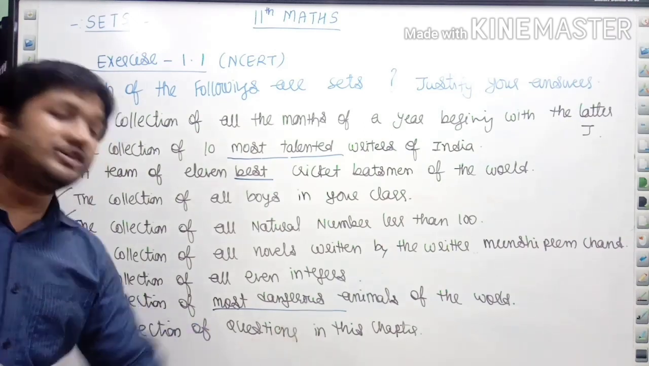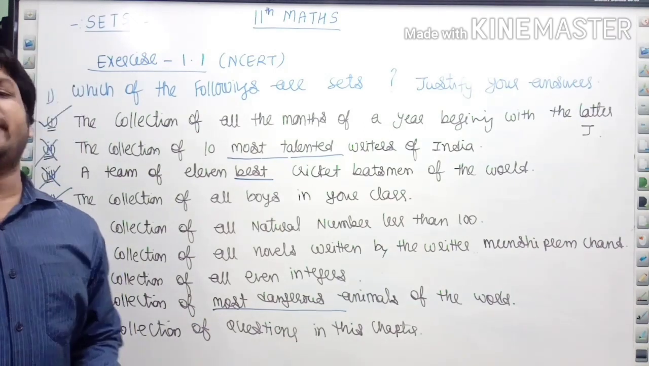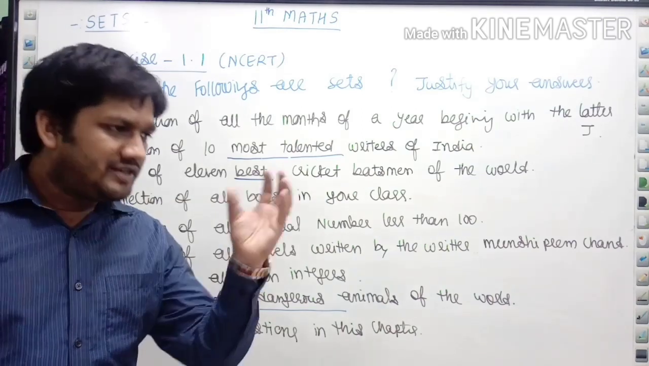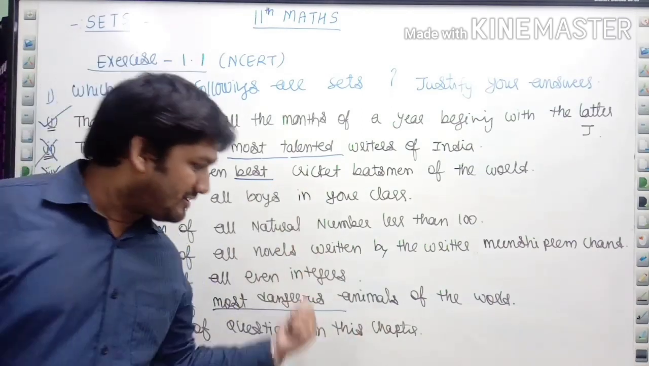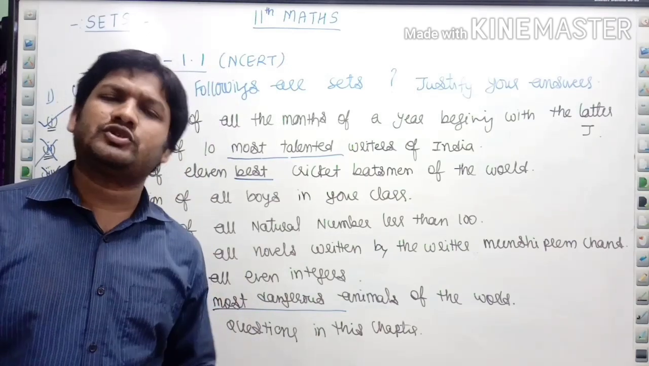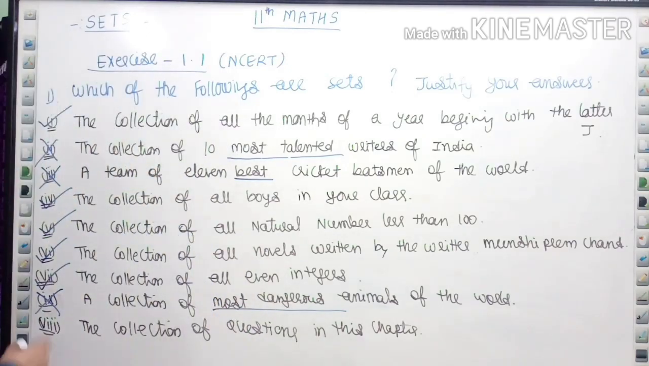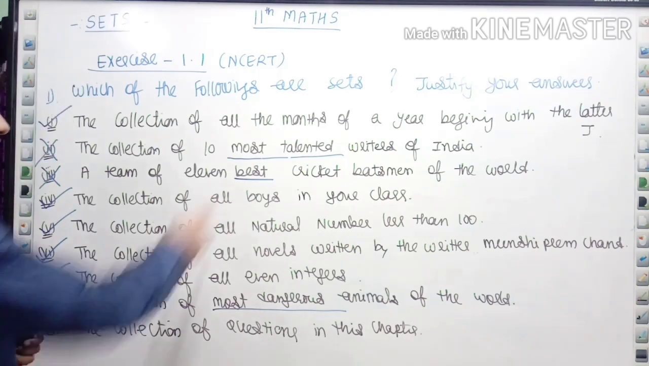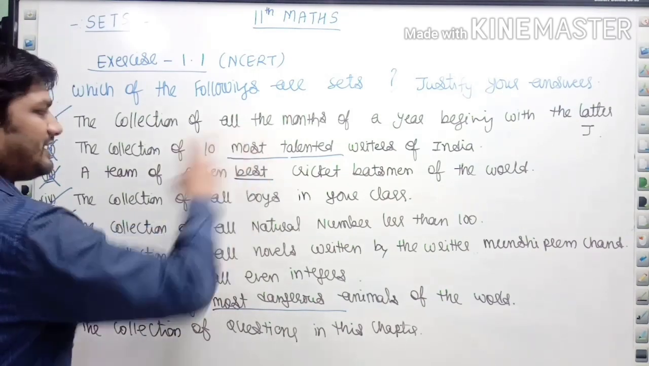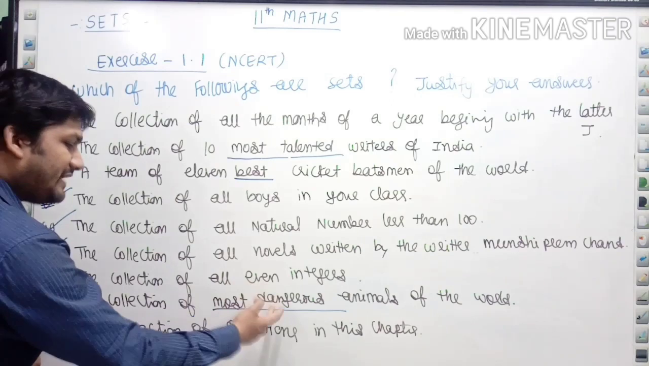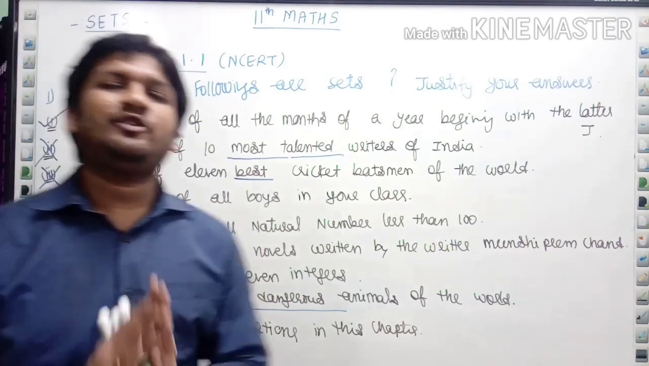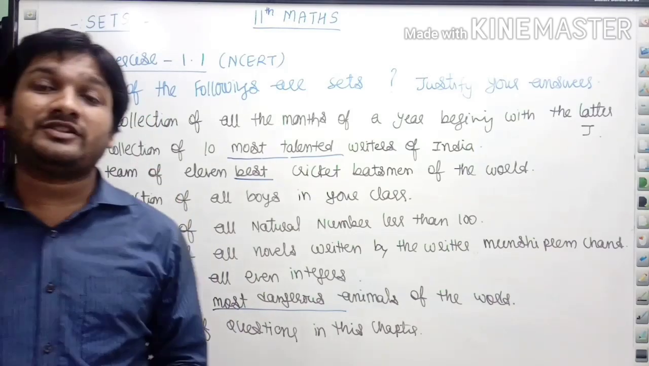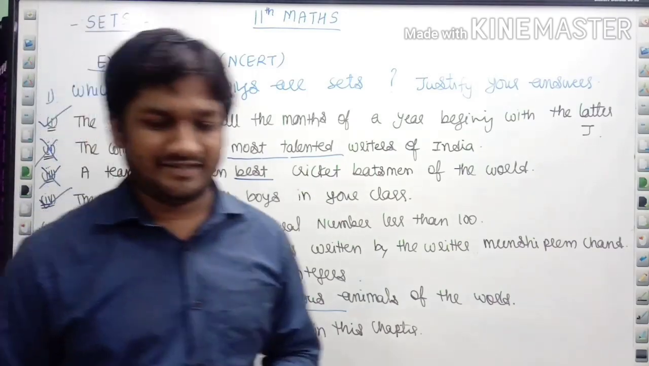A collection of questions in a chapter. Obviously, if we have any textbook, we can easily identify this question belongs to this chapter, and this does not belong to this chapter. Yes, this is a set. So as I told, remember I have underlined some words: most talented, best, dangerous, worst. There is no parameter to decide this. So I think the first question based on the definition of a set is clear.